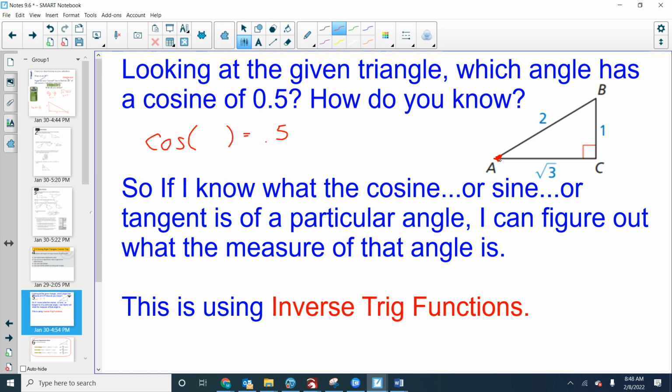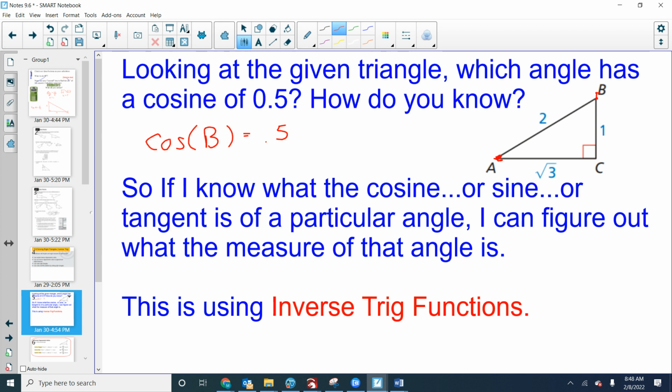Thanks. Radical 3 over 2. Adjacent over hypotenuse. Is that 1/2? No. All right. Let's try my finger at angle B. What's the adjacent side? What's the hypotenuse? 1/2. 0.5. That's it. So what angle has a cosine of 0.5? B. So the cosine of B is 0.5.